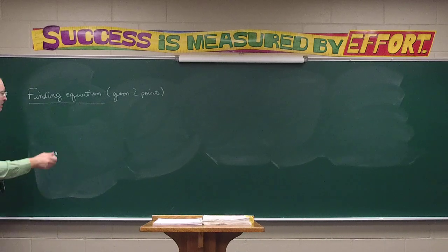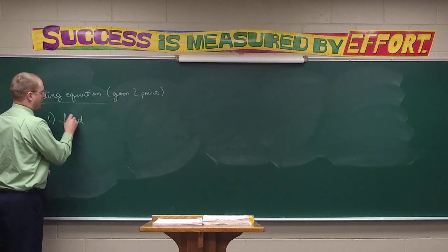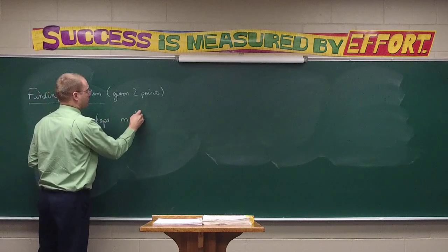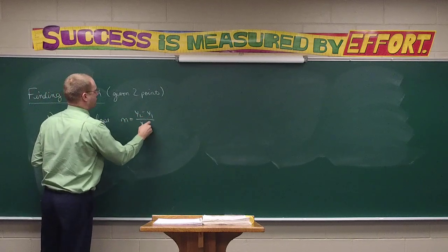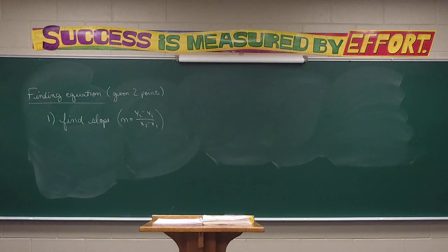Well, step number 1, if you have 2 points, a few lessons ago, we first talked about how to find the slope. And that's going to be our first step, to find the slope using the slope formula. M equals y2 minus y1 over x2 minus x1. So step number 1 is to find the slope.